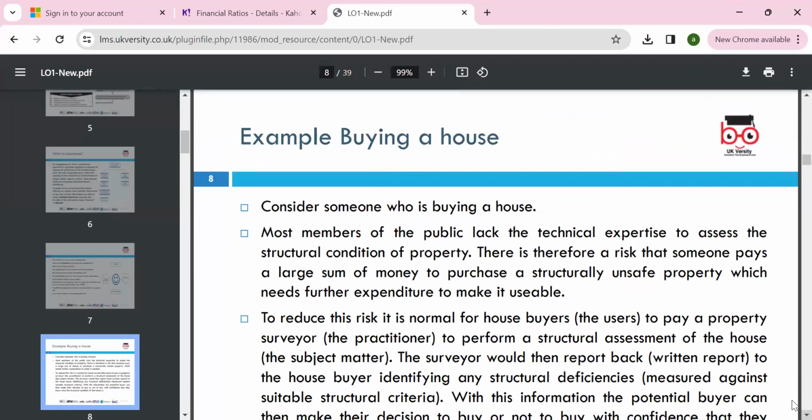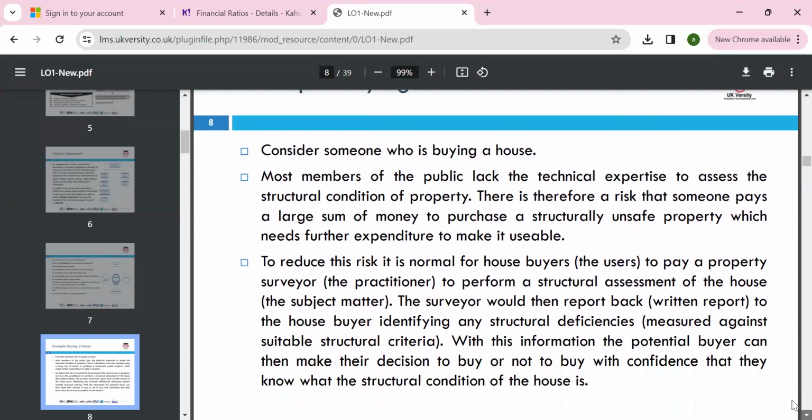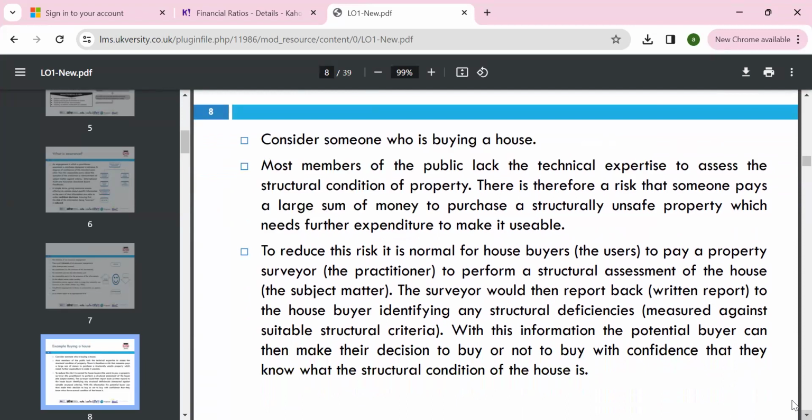Example, buying a house. Consider someone who is buying a house, a member of the public, lacking the technical expertise to assess the structural condition of the property, and there is the risk that they pay a large sum of money and purchase an unsafe structure which needs further expenditure to fix. To reduce the risk, the normal house buyer pays property surveyors to perform a structural assessment of the house.